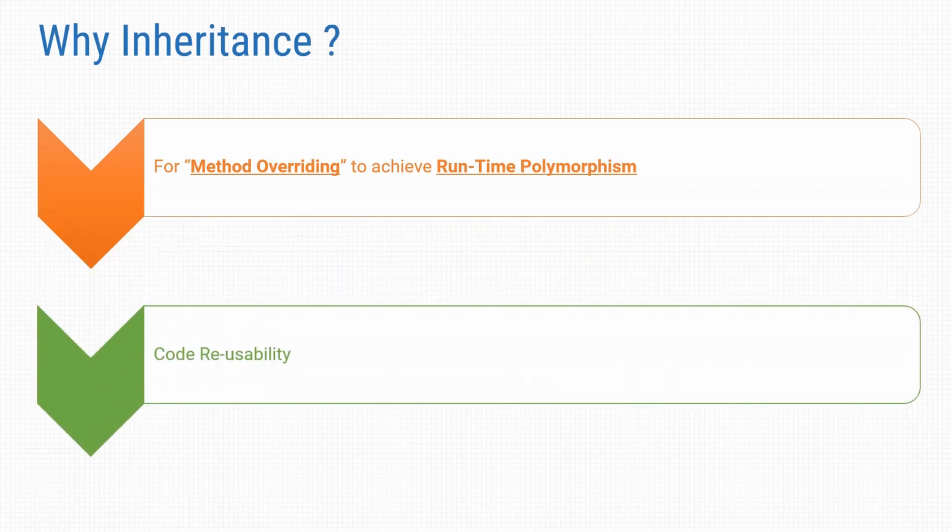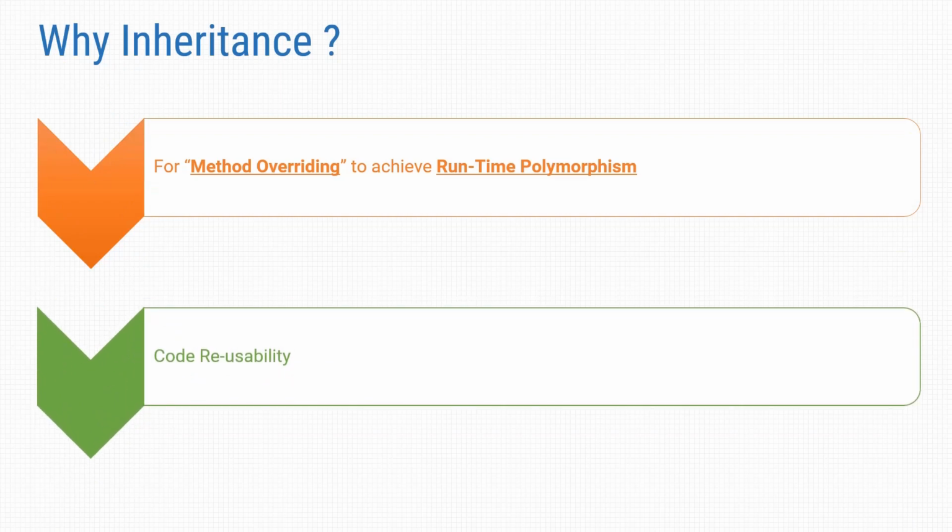And the second point, why we need inheritance, is because of code reusability. We don't have to write repetitive code. And by using the inheritance concept, we can keep our code clean and maintainable. Those are the main reasons why we are going ahead with inheritance.